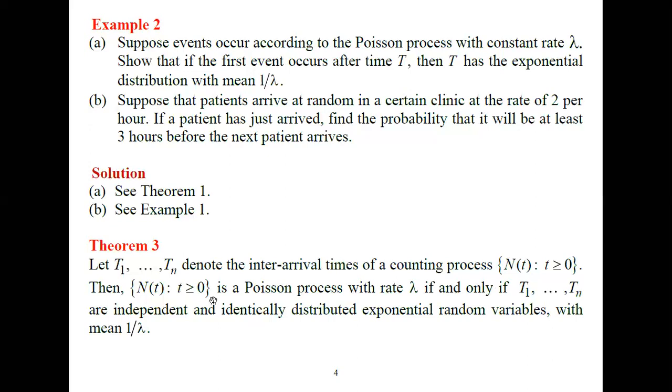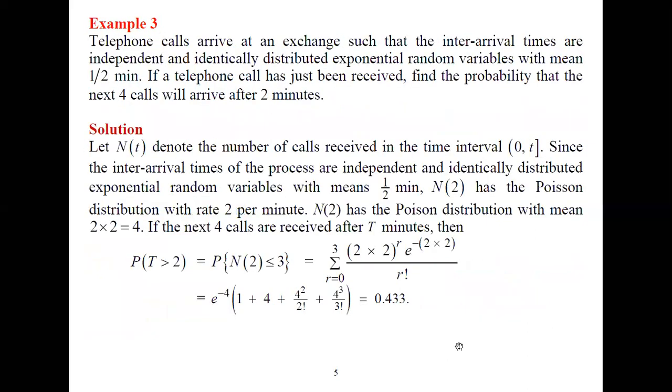But it's telling you that you can move in reverse. That's why I use the words if and only if. So if this is exponential, then this is Poisson. If this is Poisson, then this is also exponential. So they always move together. Good, so let's look at example 3. These are short examples, and you'll be seeing some of these or similar examples in your exam.